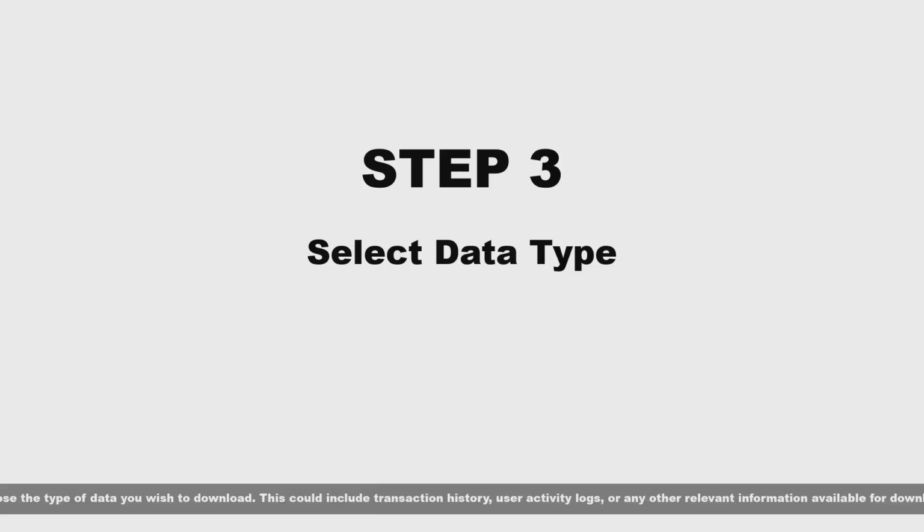Step 3. Select Data Type. Choose the type of data you wish to download. This could include transaction history, user activity logs, or any other relevant information available for download.